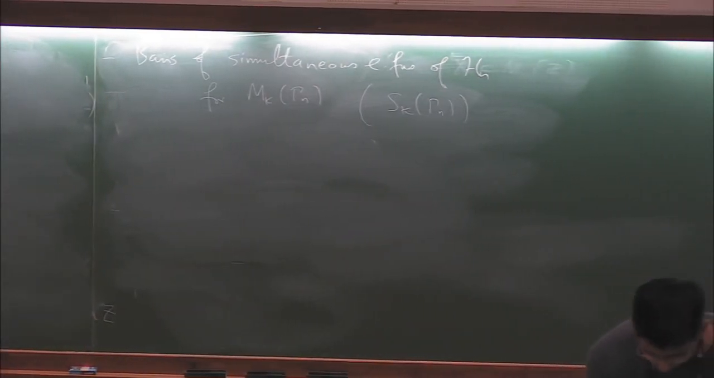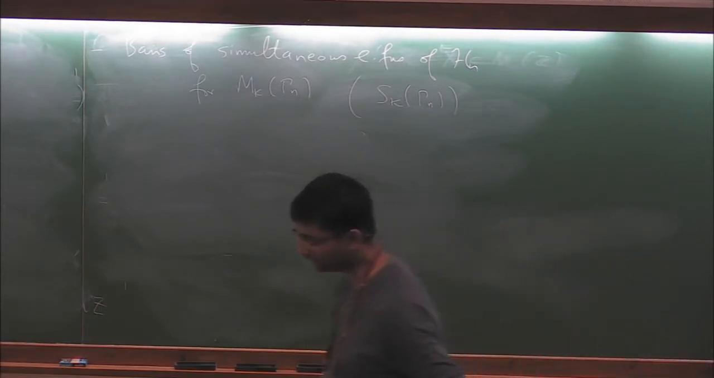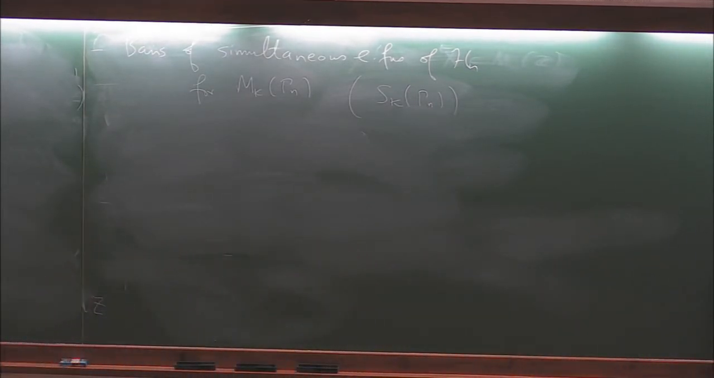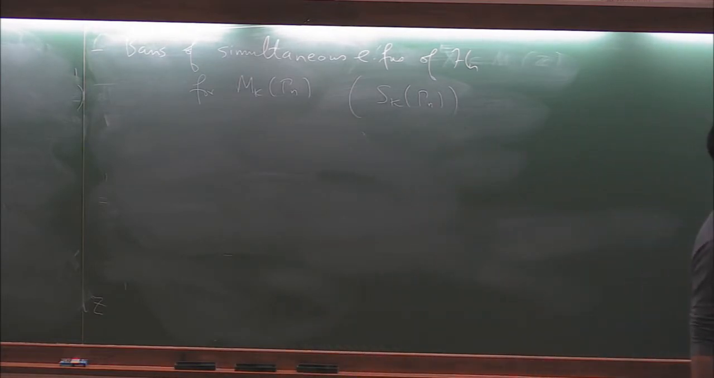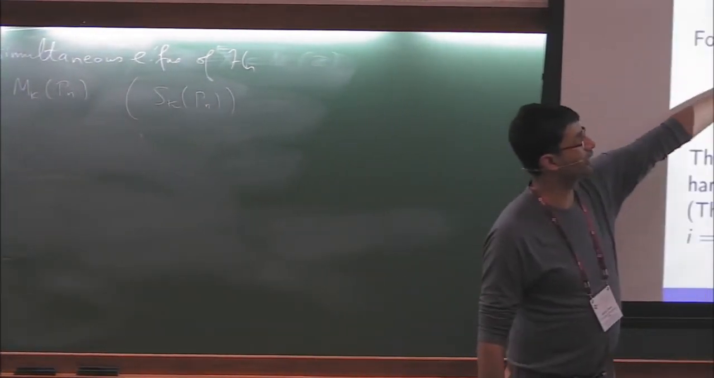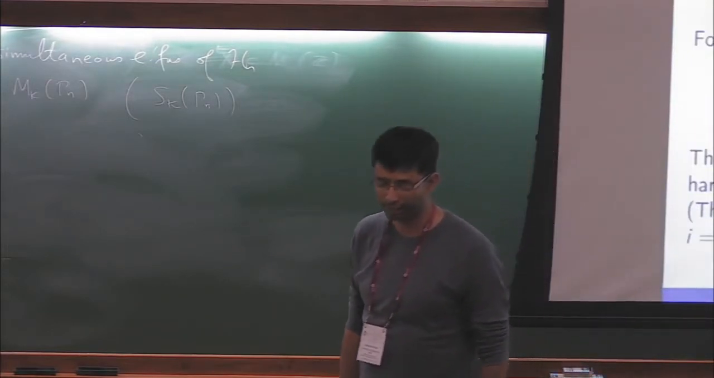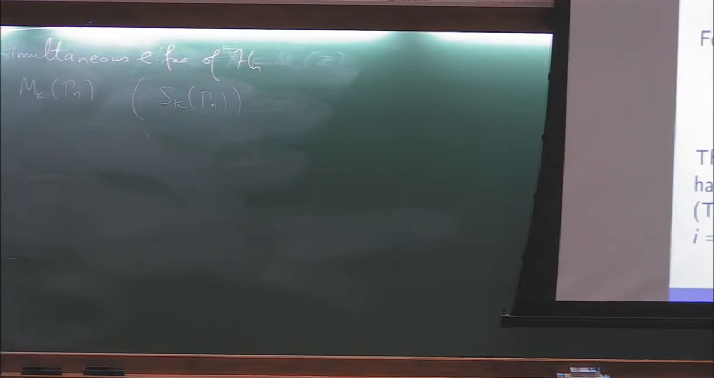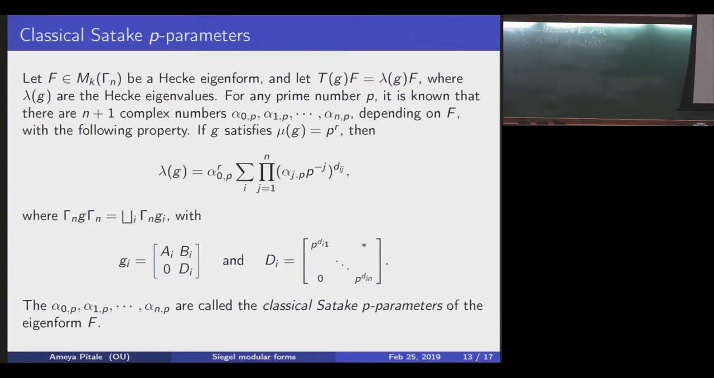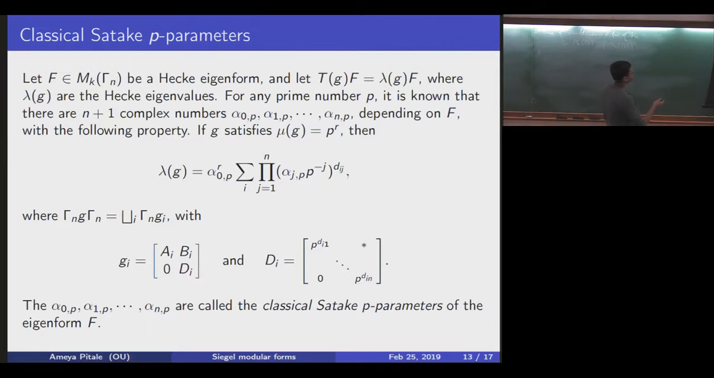And once you have a Hecke eigenform and you have the Hecke eigenvalues, that allows me to define what are called the Satake parameters. So you see, my Hecke algebra at prime p is generated by n plus 1 algebraically independent operators. So I'm going to write down these classical Satake p-parameters. So my F is a modular form, which is a Hecke eigenform. The eigenvalue is lambda_g for each one of these Hecke operators.